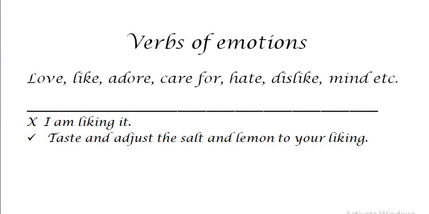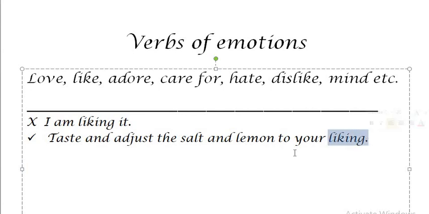My likes and my dislikes are my emotions. So "I am liking it" is not correct; we say "I like it." But if I want to use the word liking, in that case we should use it like this: taste and adjust the salt and lemon to your liking. Fine, this is an action verb, so the ing form is appropriate here. Liking at this place is correct, whereas liking in the earlier place is not correct, because that one is a verb of emotion, whereas this one is a verb of action.